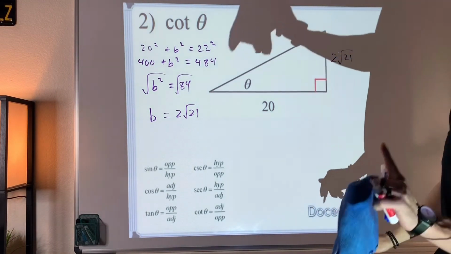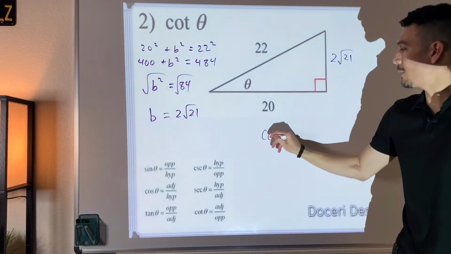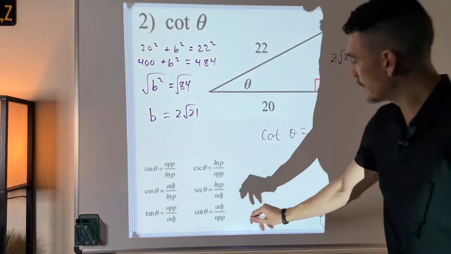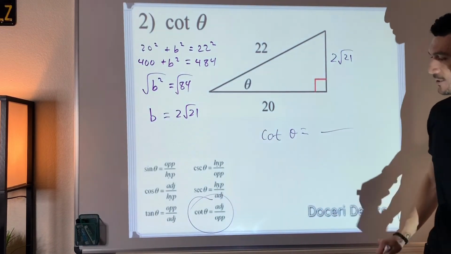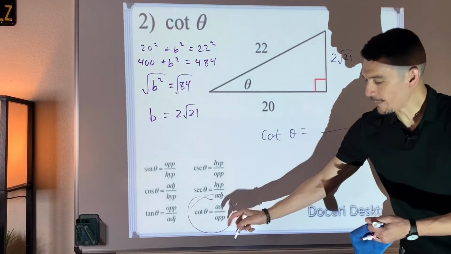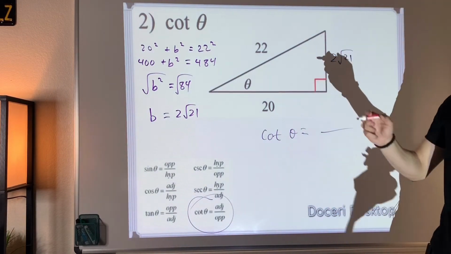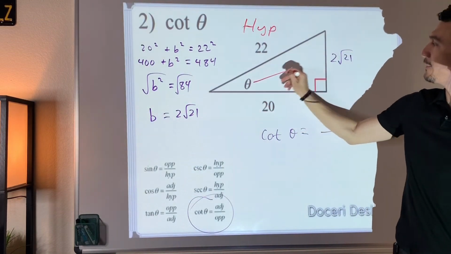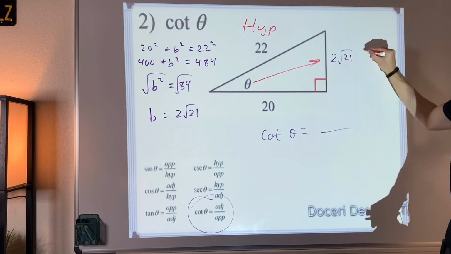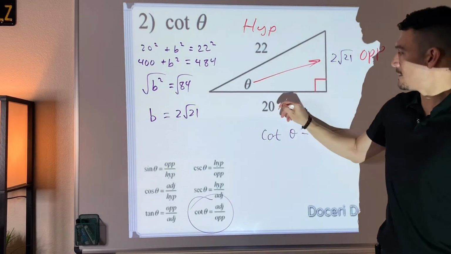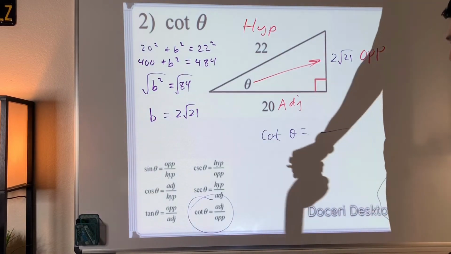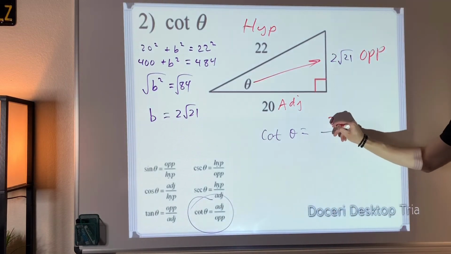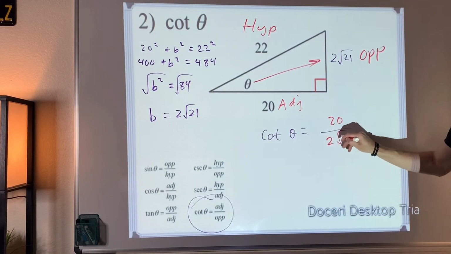Okay. Now, what was the goal? The goal was cotangent of theta. What does cotangent equal? Look at your little cheat sheet. Cotangent is a fraction where the adjacent is on top of the opposite. But gosh darn it, I forgot to label them. This is hypotenuse. Theta is where you live. And across from where you live is the opposite. And this is the adjacent. So what was cotangent again? Cotangent was adjacent over opposite. So 20 over 2 square root 21.